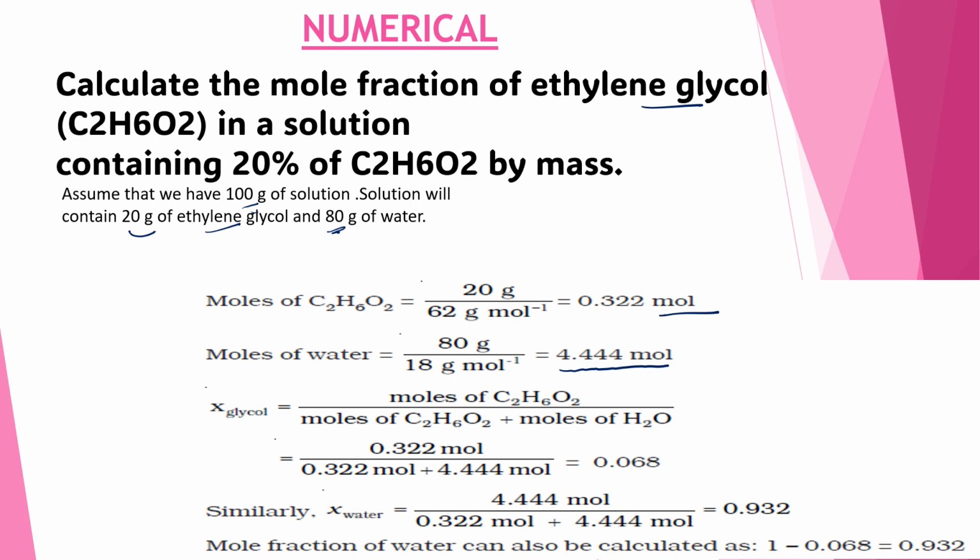So if you want to calculate the mole fraction of glycol, it is moles of glycol upon the total number of moles of glycol as well as the total number of moles of water. So when we divide both the terms, it will be 0.068. And we have already discussed that moles of component A plus moles of component B, if it is a binary solution, the total mole fraction addition will be equal to 1. So if we subtract 0.068 from 1, we get 0.9328. This is the mole fraction of water.